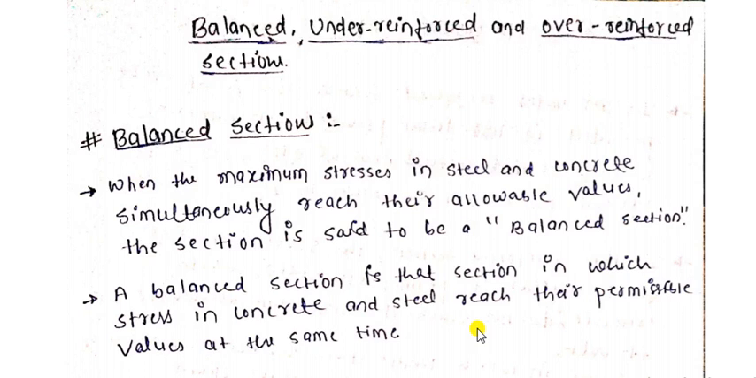So friends, a balanced section is nothing but a section in which the stress in concrete and the stress in steel both approach the permissible value at the same time, right? Let me tell you about the section. This is a type of section in which the compressive stress of concrete and the tensile stress of steel approach the permissible value at the same time. This is nothing but the balanced section.